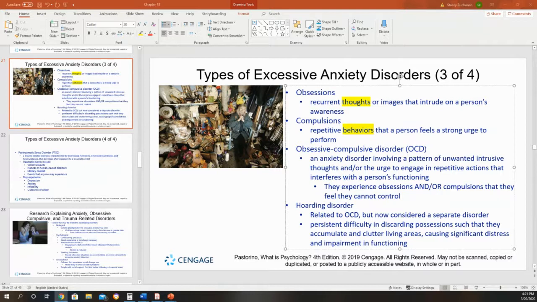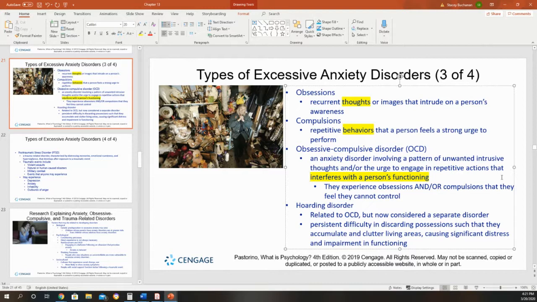So where was I? Oh, obsessive compulsive disorder. So it's a form of anxiety disorder where you have those intrusive thoughts, those obsessions, and then you're compelled to engage in repetitive actions, the compulsions. So you have the obsession and the compulsion. And it interferes with your ability to function.